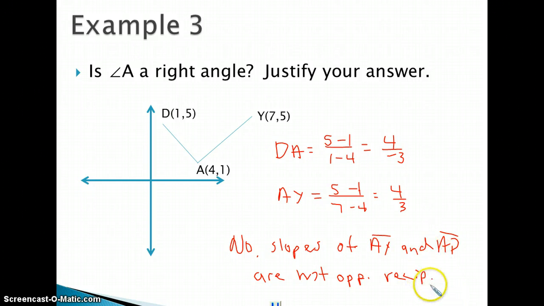If it's asked for parallel, I would need to compare the two slopes and see that they were equal. But perpendicular, I'm looking for opposite reciprocals.